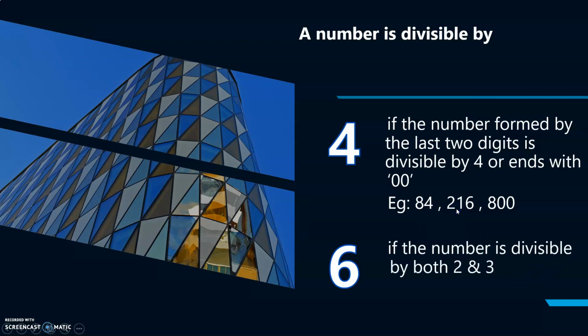6. If the number is divisible by both 2 and 3, that means that number is divisible by 6. So, see here, this 24 comes in 2 table also and 3 table also. So, it will come in 6 table also. If a number is divisible by 2 and not divisible by 3, then it is not divisible by 6. If a number is not divisible by 2 but divisible by 3, then too it is not divisible by 6. It should be divisible by both 2 and 3. Then only it will be divisible by 6.